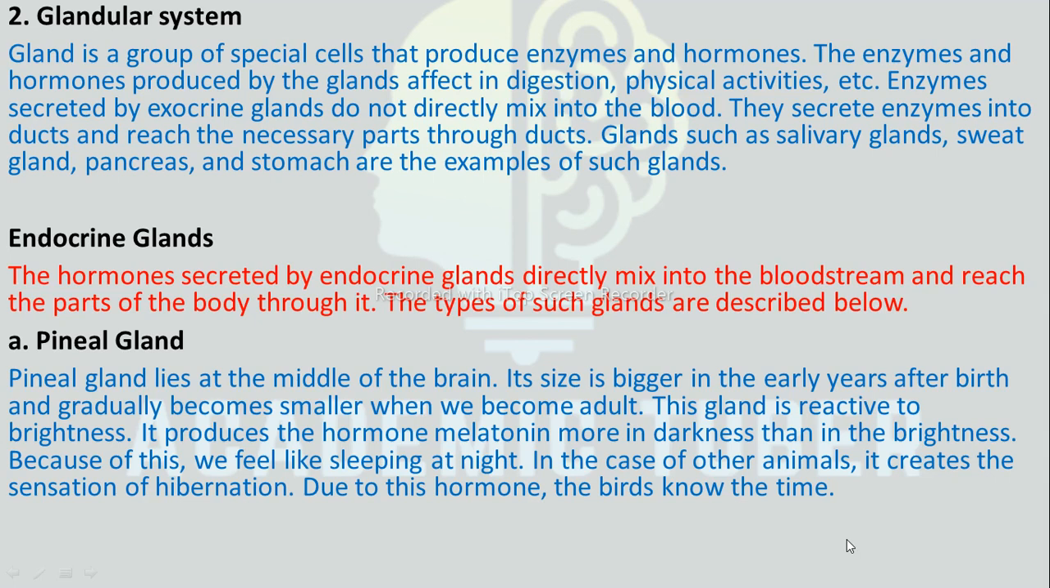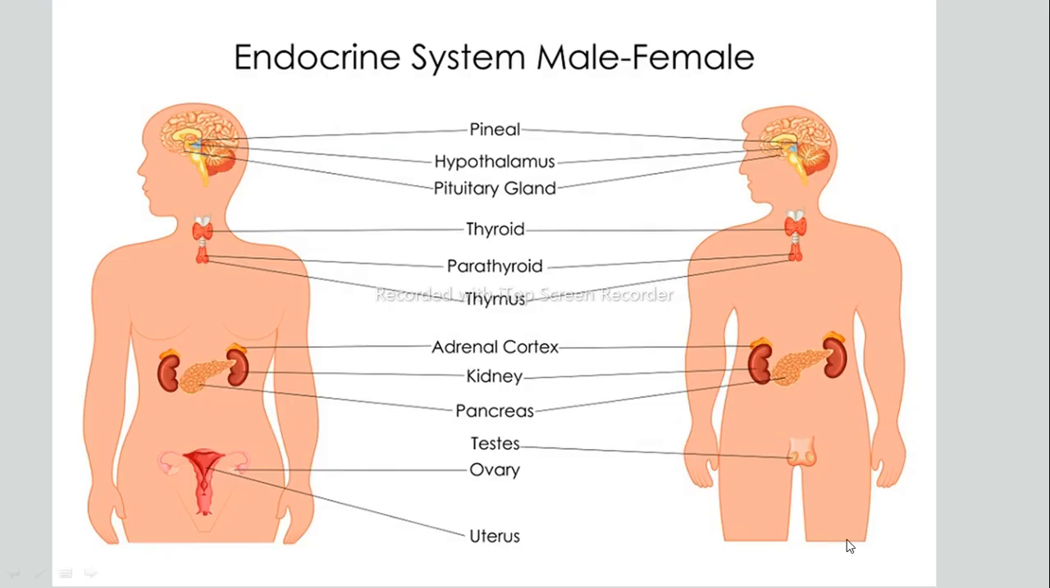This gland is reactive to brightness. It produces the hormone melatonin more in darkness than in brightness. Because of this, we feel like sleeping at night. In the case of other animals, it creates the sensation of hibernation. Due to this hormone, the birds know the time as well. So here is a labeled diagram showing the endocrine system in male and female.